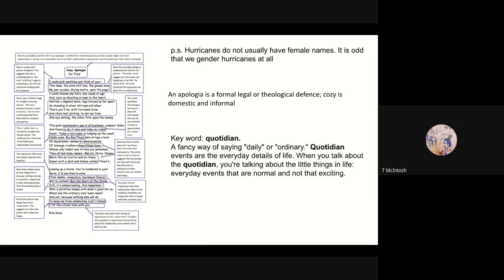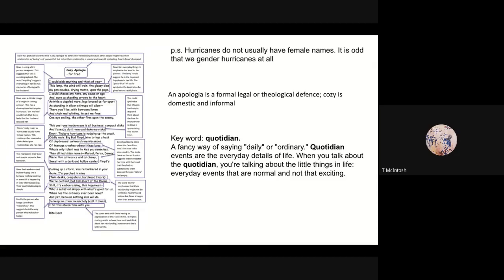Just a little correction from me on here in case one of these brainworms has eaten yours. It's not unusual that the hurricane is called Floyd because hurricanes usually have female names. They don't usually have female names. They alternate between male and female names. It's odd that we gender hurricanes at all. That's more her point.